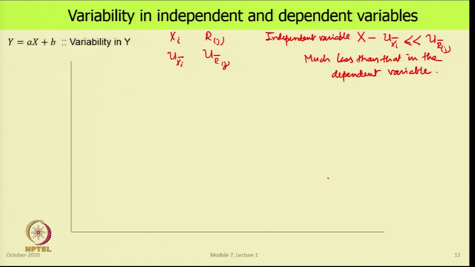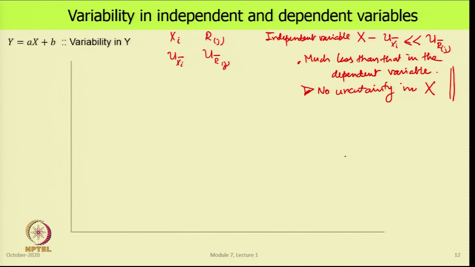And what it means is that in the limiting case, we could even say that there is no uncertainty or no error in the independent variable x. So, this is one assumption we make, that uncertainty in x is negligible and in any case practically very much less than uncertainty in the dependent variable.